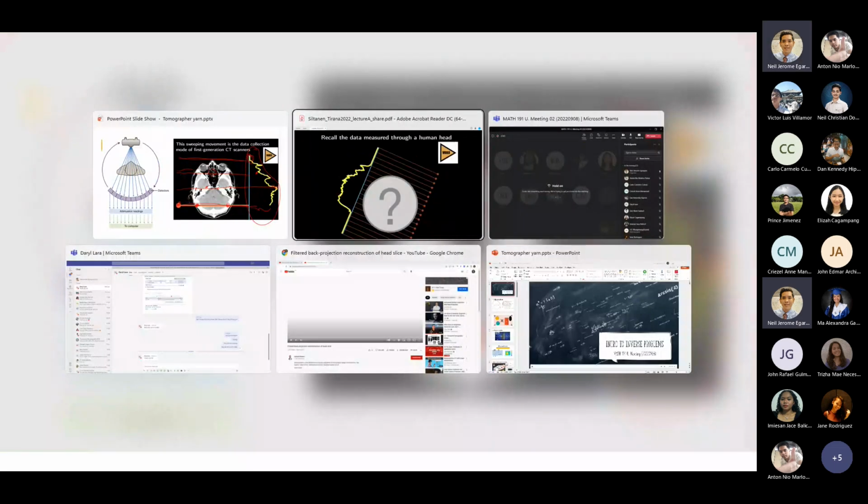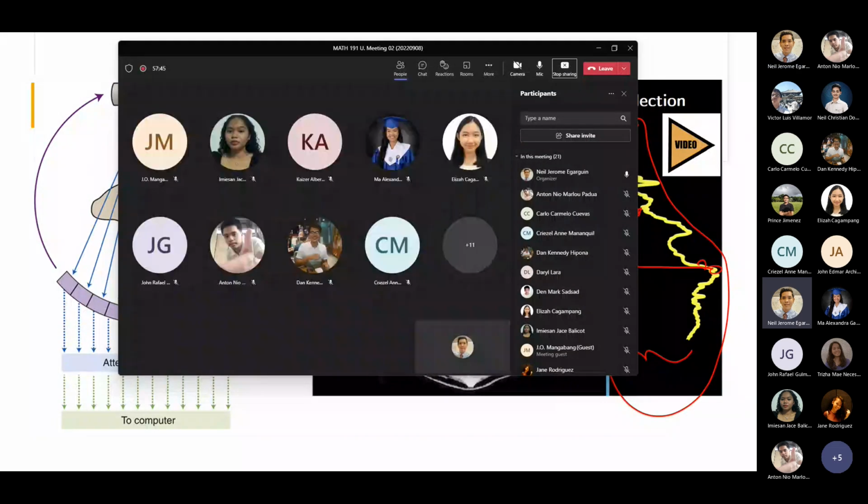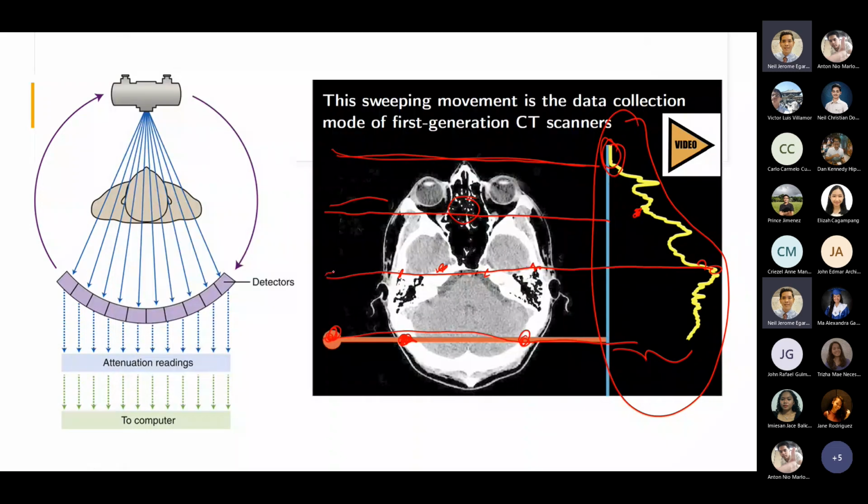Hold on. Nagrereklamo si Teams ko. Okay, hopefully I'm back. So, sorry. Pero essentially, ayun yung nangyari. So, sorry. Nagloloko na naman ang internet. So, yeah. Here, ulitin ko lang. Hindi ko alam kung na-capture.